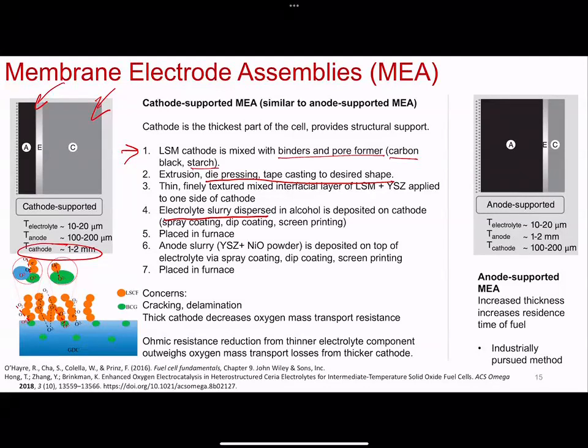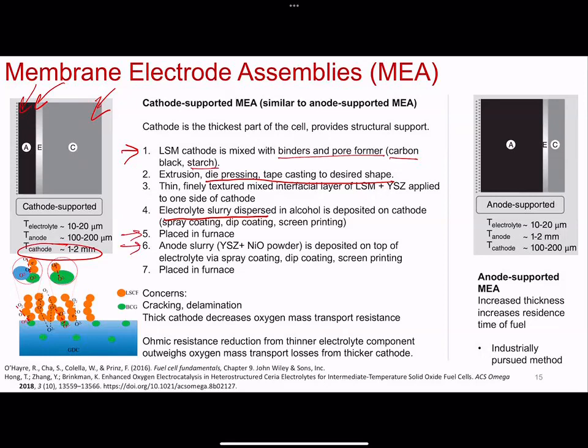You can disperse your ceramic electrolyte in some alcohol, spray it, dip coat it, what have you, screen print it. Then you put it in the furnace, heat it up. Now the two layers are stuck together. Then you do it again, put down your anode slurry.